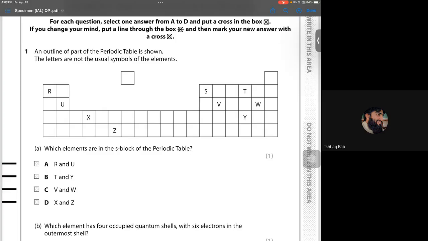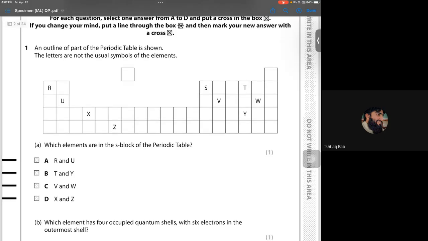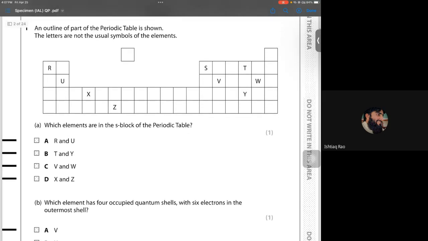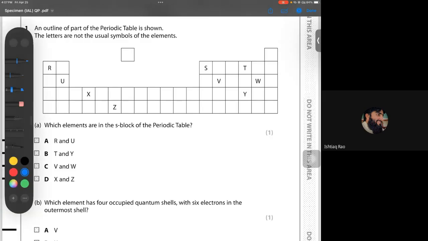An outline of part of the periodic table is shown. The letters are not the usual symbols. Okay. Which elements are in the S block of the periodic table? You know, S block contains how many groups? Group 1 and group 2. S block means group 1 and group 2.